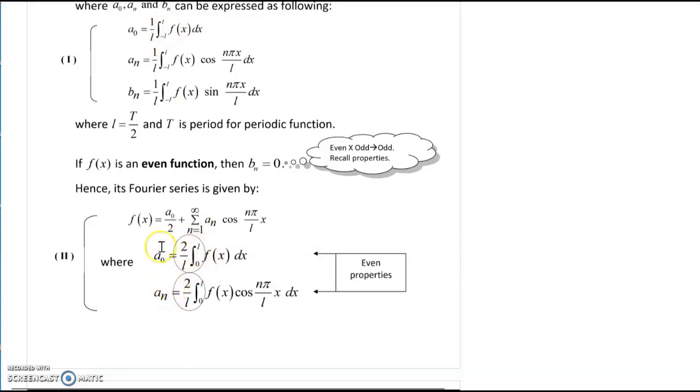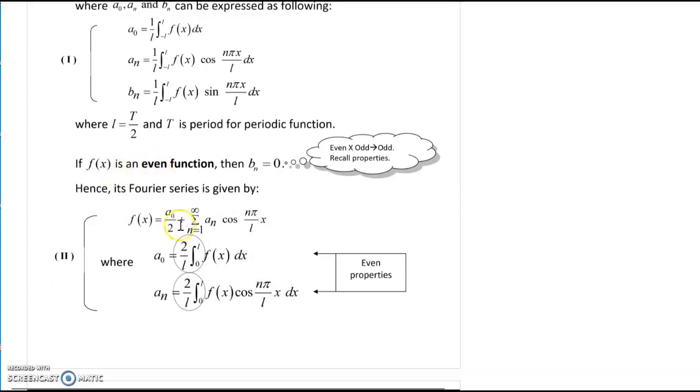The same thing for the an. In general, it is from negative L to L. So if f(x) here is even, multiplied with the cosine, cosine is also an even function. So even times even will be even, and the whole thing here will be even. The integral of an even function from negative L to L is equal to the integral of the half part only, but multiplied with the 2. The whole thing here I denote as equation 2. This is formula 2, the formula if f(x) is an even function.